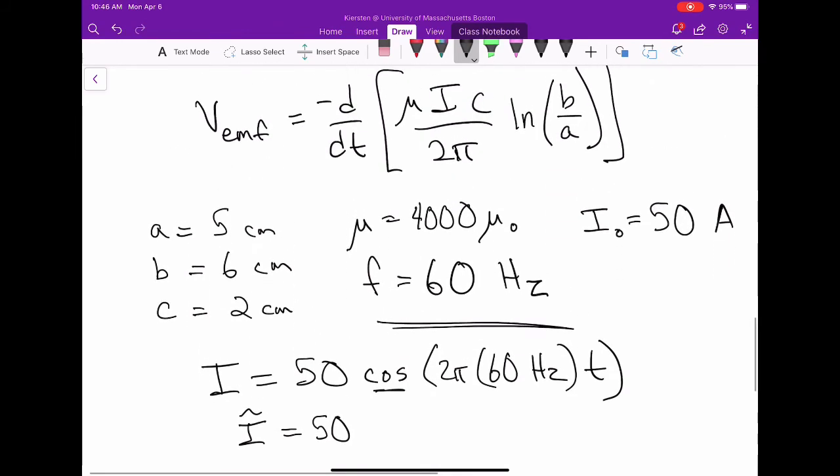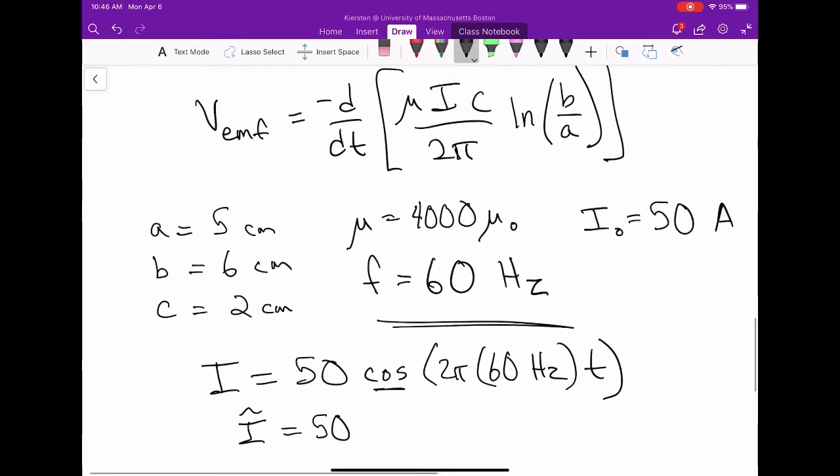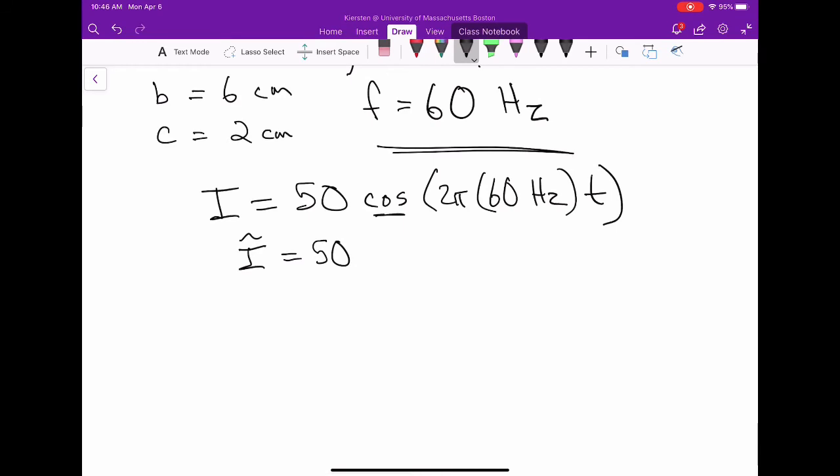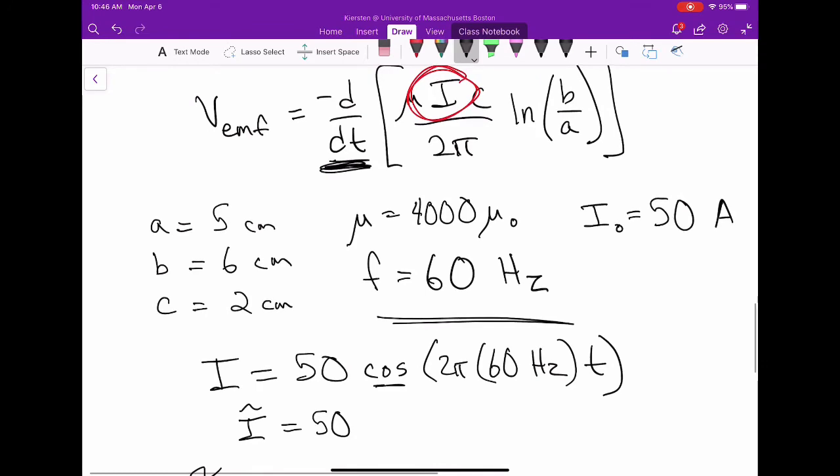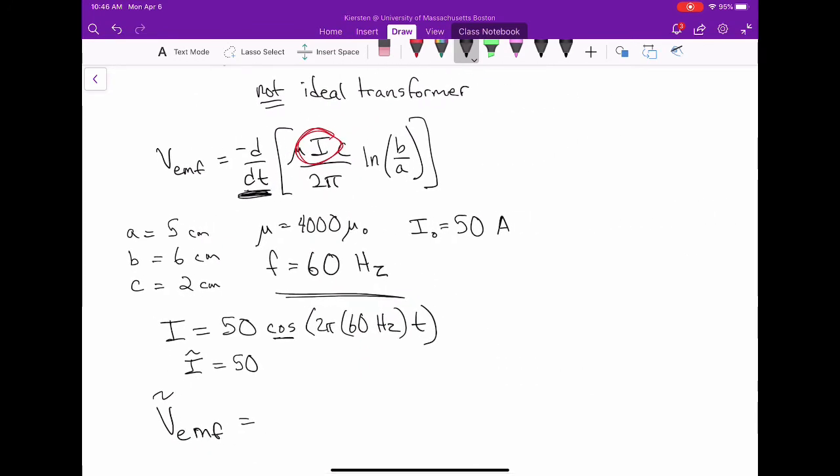When I substitute all of this stuff in, let's evaluate the time derivative first. The only thing that depends on time is the current. And when you take the time derivative of a phasor, you get a factor of j omega. So my new expression for the phasor version of V_EMF is, let's go back up here. In fact, I think I can zoom out. j omega mu c, phasor version of I, divided by 2 pi, ln of b over a.